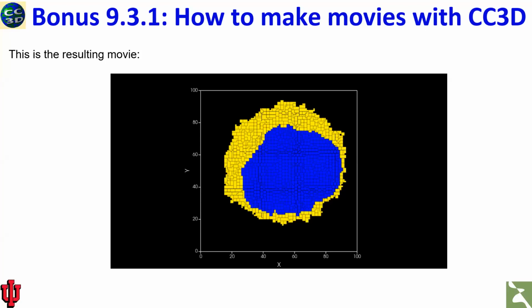Another possibility is to use an older Microsoft software to make movies, called Movie Maker. It used to come with Windows 7, I think. Up to Windows 8, I think, Movie Maker was that.